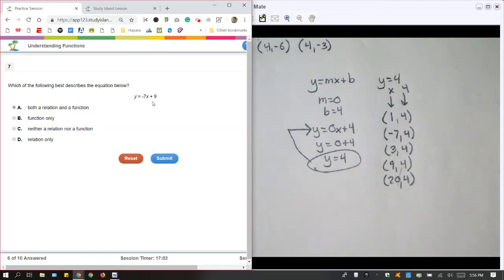If we were to graph this, it would be a straight line. Every x value, no matter what I put in, I'm going to multiply it by negative 7 and add 9. There's no way to do that differently more than once. So every time I do it, it's going to get the same thing out.